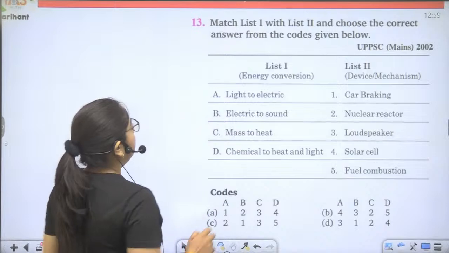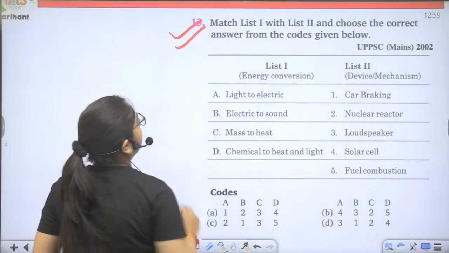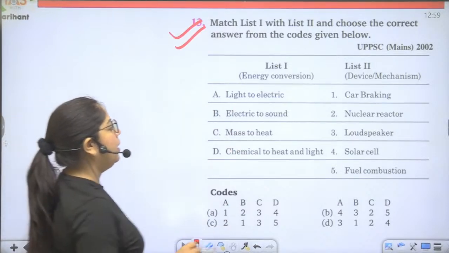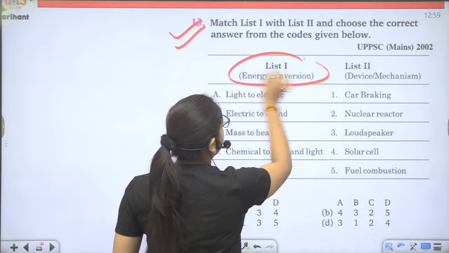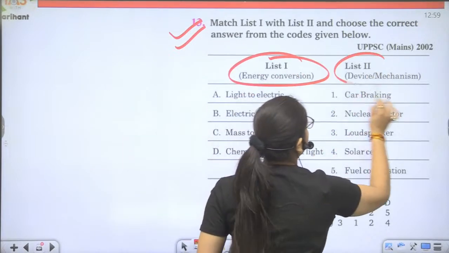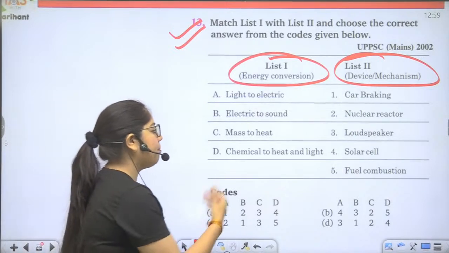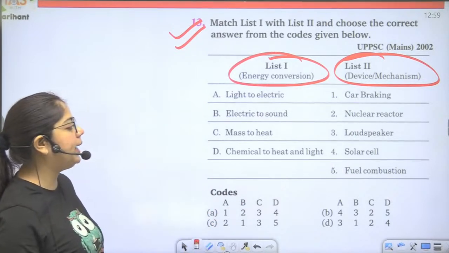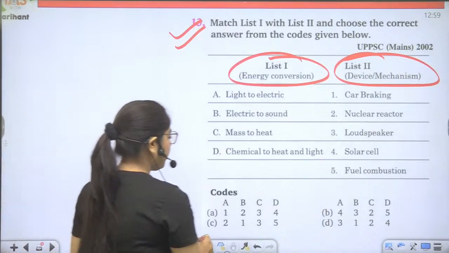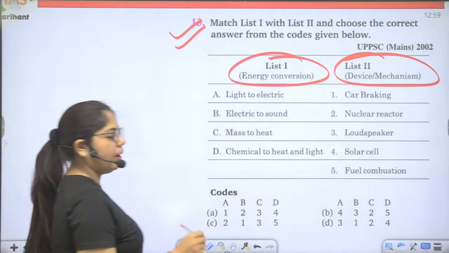Question number 13. Match the column here. The first list has the energy conversions and the second list has the device and mechanism of this. Light to electrical, electric to sound, mass to heat, chemical to heat and light. Which one is the right option?